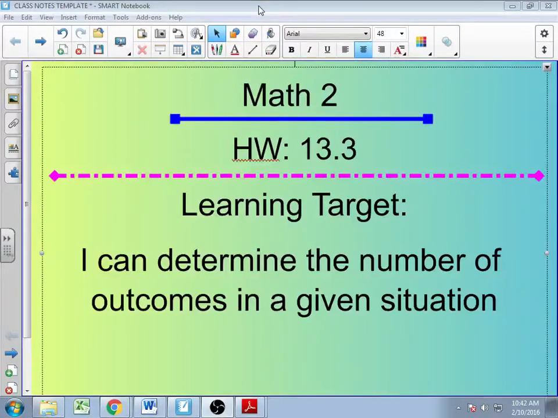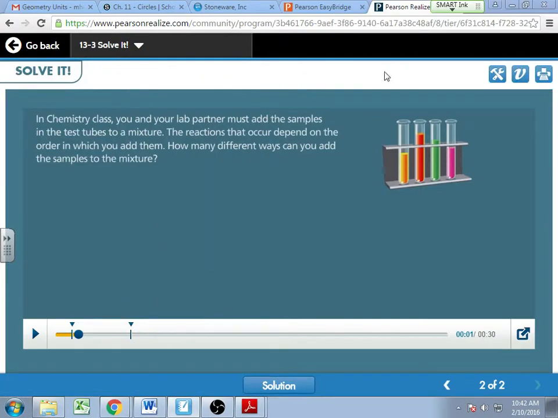All right, so today is another lesson that I think you guys will like comparative to our last chapter. So today we're discussing permutations and combinations, which I reference a lot of times.